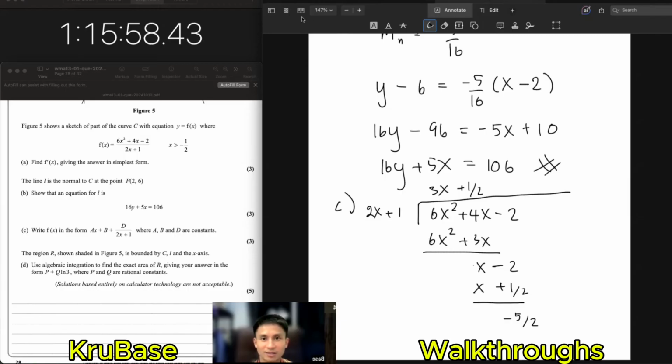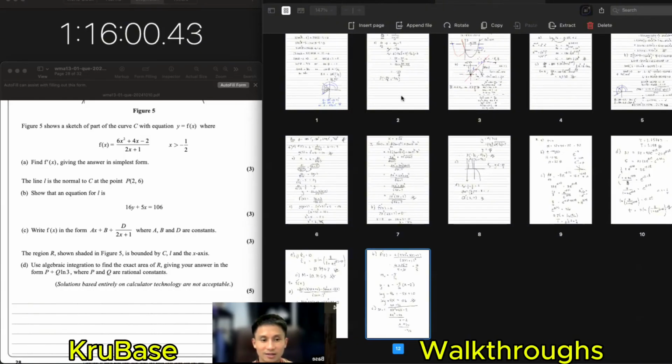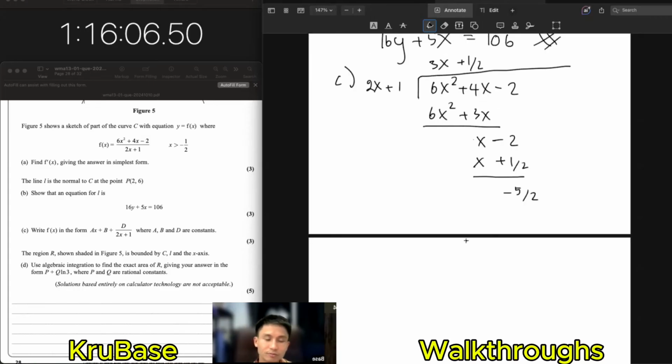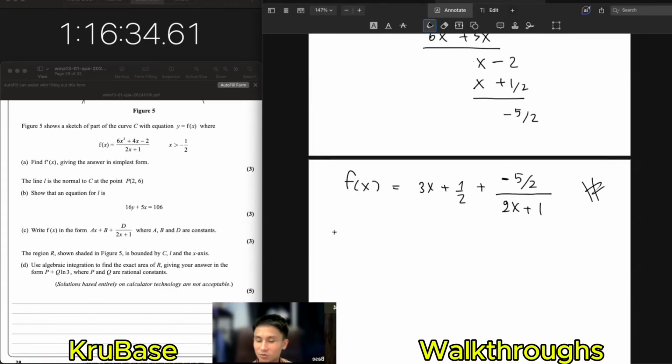Okay, gotta add another page again. Right, but it's fine. Okay, so f(x) would be equal to, now we have, so this is the remainder. The quotient ax plus b is 3x plus 1 over 2. And then d would be minus 5 over 2. And then the divider is again 2x plus 1. That looks a bit weird, but I probably need to check this one again. All right, but yeah, I'm gonna remember that.